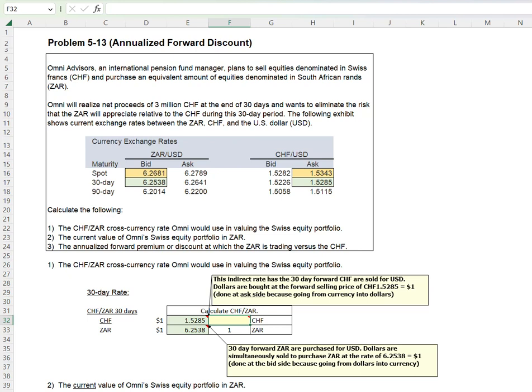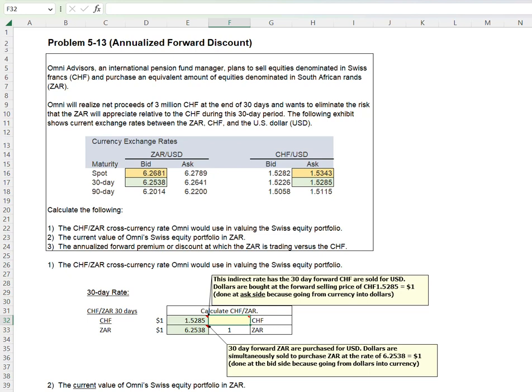In this video, we're going to walk through problem 5-13, calculating an annualized forward discount. We're told that Omni Advisors, an international pension fund, plans to sell equities denominated in Swiss francs and purchase an equivalent amount of equities denominated in South African rands.